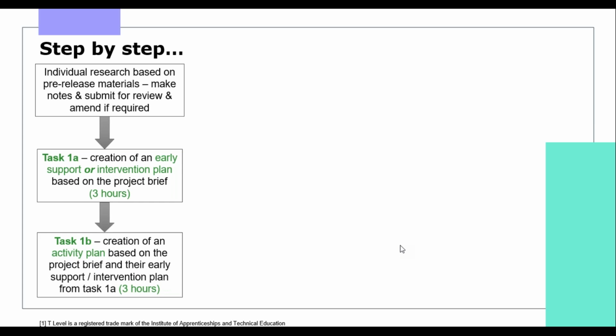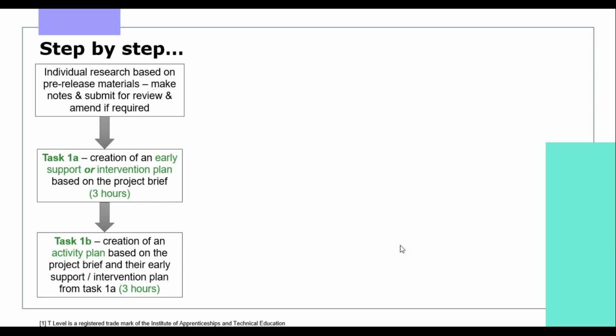Task 1B requires the students to produce an activity plan based on the plan they produced for task 1A. Again, this task is to be completed under supervised conditions and under the same restrictions related to the internet and additional materials as I said in task 1A. The time allowed for this task is also 3 hours, and the outcome would be a word processed activity plan. The timings for both of these tasks cannot be split up into smaller chunks.